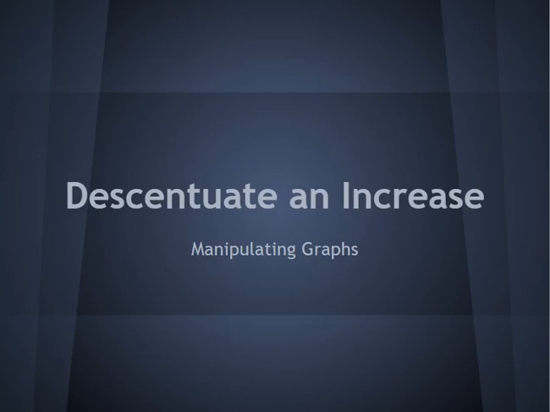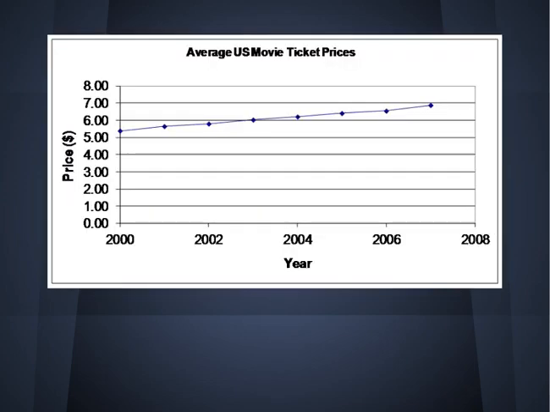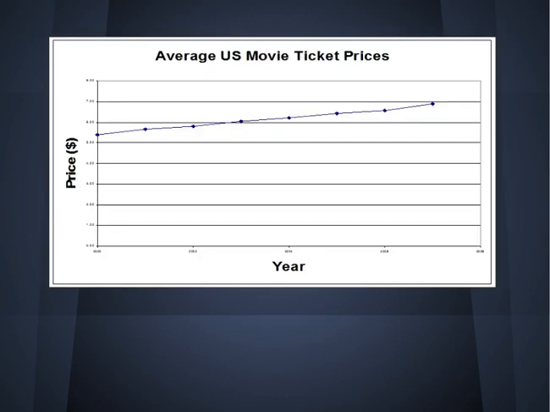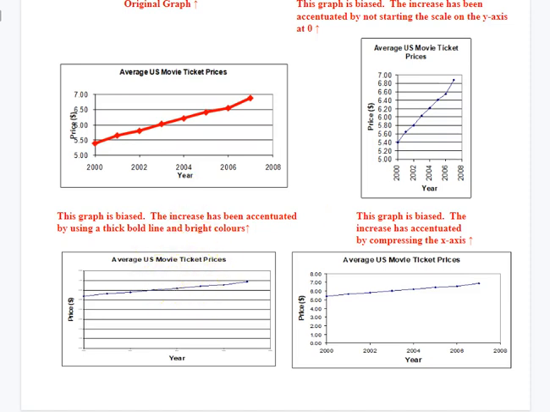We're now going to look at some ways that you can decentuate an increase. Sometimes people want to hide an increase rather than show it off. So here is your original unbiased graph. One thing that people do is they change the font so that you can't really read it. So you don't know what the years are. You can't really read the scale on the y-axis. So it just draws your attention more to the line, that it's not really increasing that much, and you can't really see the numbers. In your notes, you can write for this graph that the graph is biased and the increase has been decentuated by hiding the scale numbers.